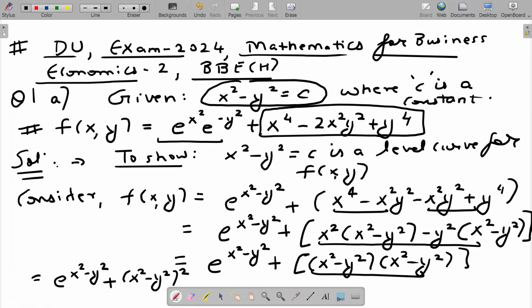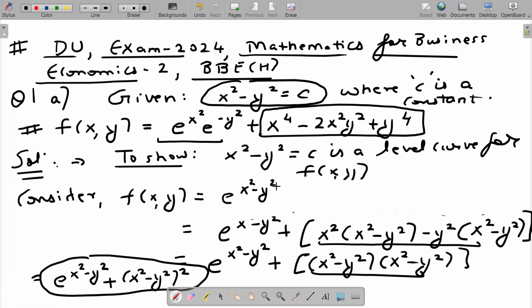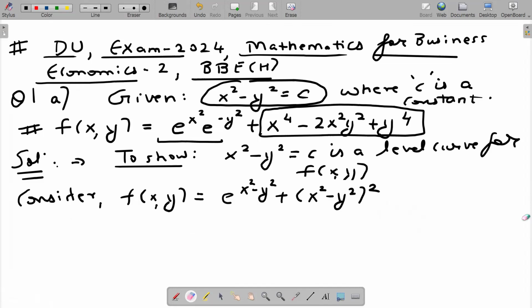That means students, finally my f of xy has come out as what? If I erase this portion off now, my f of xy has finally come out as e to the power x square minus y square plus (x square minus y square) cos square. Now I can just substitute x square minus y square as c because that's my level curve.